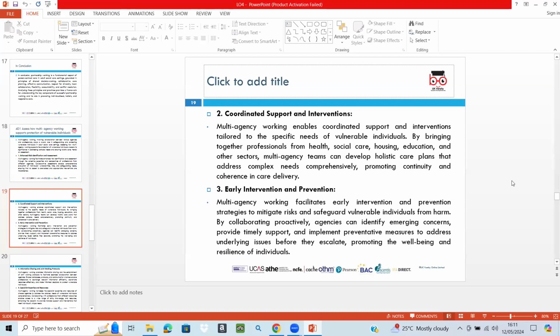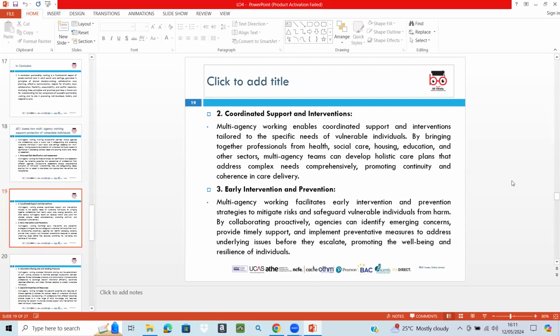Then, if we talk about early intervention and prevention, through multi-agency working, early intervention and prevention strategies are facilitated to proactively safeguard vulnerable individuals from harm in adult social care settings. By working as a team, agencies can identify and address emerging concerns swiftly, providing timely support and implementing preventive measures to mitigate risk before they escalate.